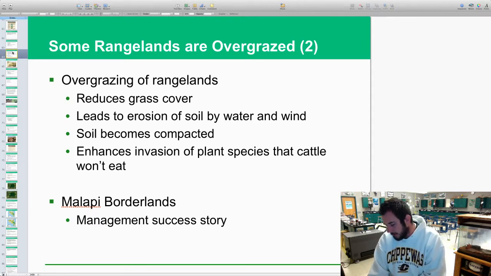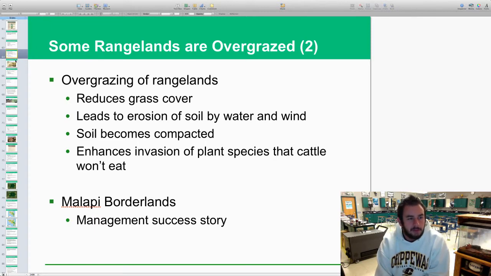Consequently, trees and shrubs replaced grasses, the soil was badly eroded, and the area lost most of its value for grazing. Well, since '93, ranchers, scientists, environmentalists, and government agencies have joined forces to restore native grasses and animal species to those areas, and land managers conduct periodic controlled burns on grasslands, and the ecosystem has now been largely reestablished. So that's the success story of the Malpai Borderlands.